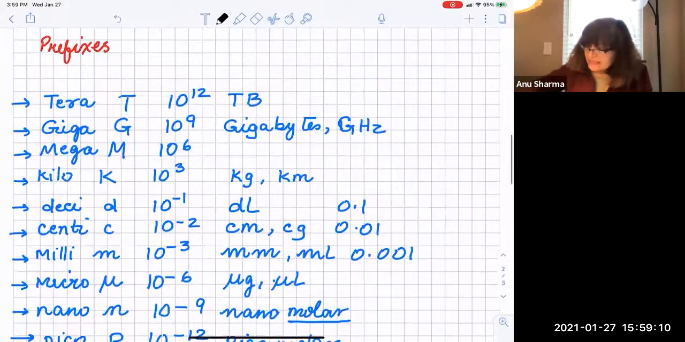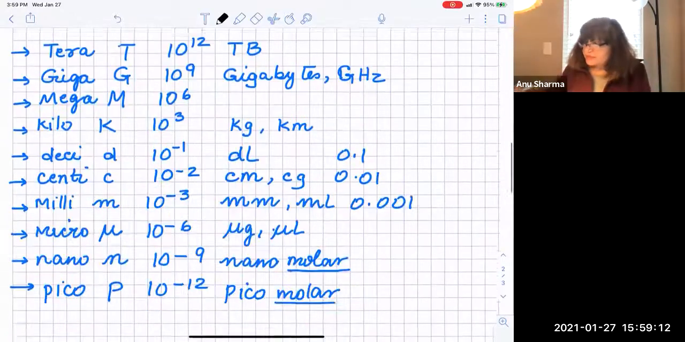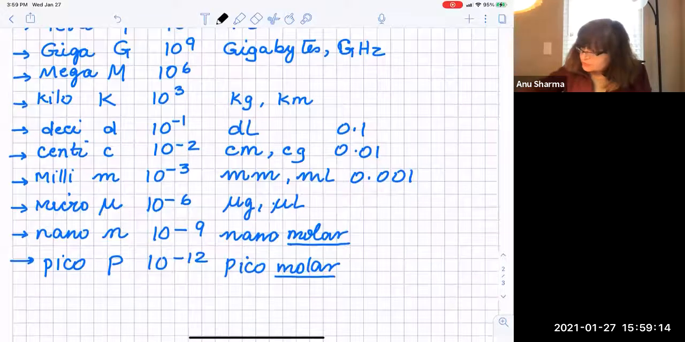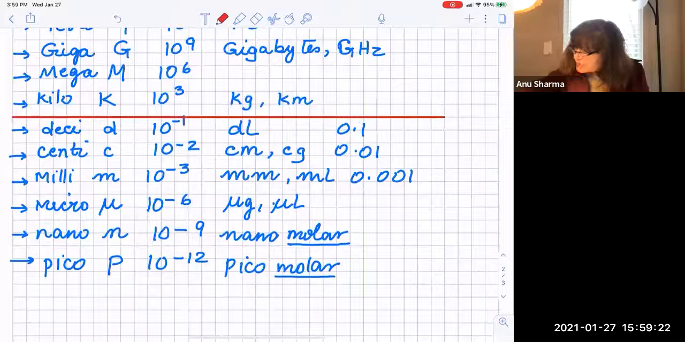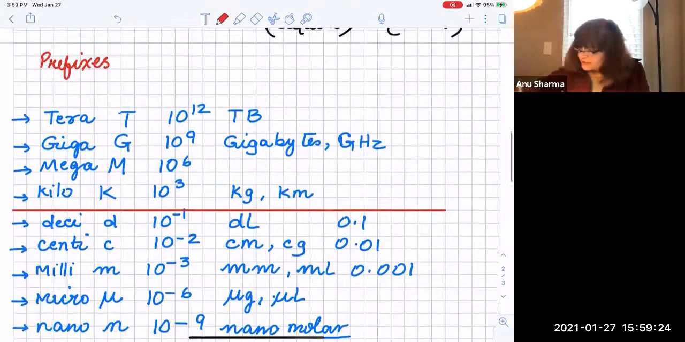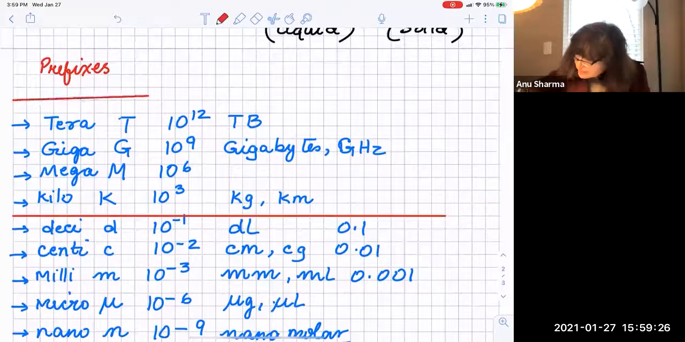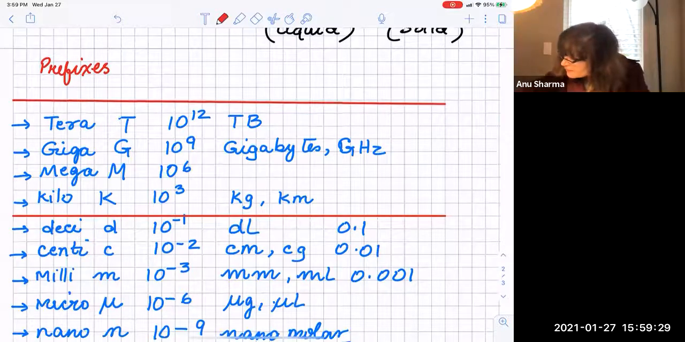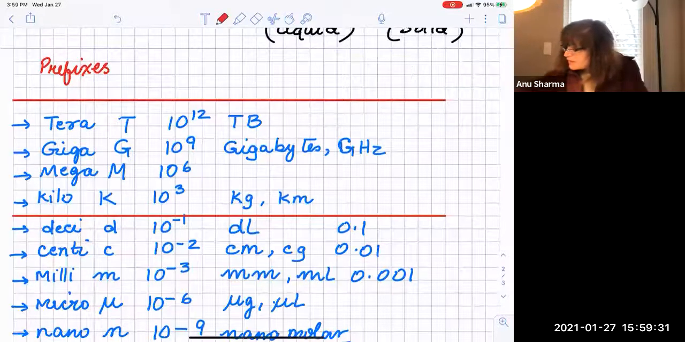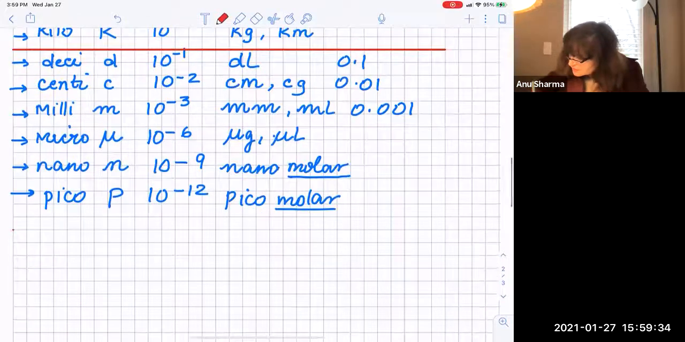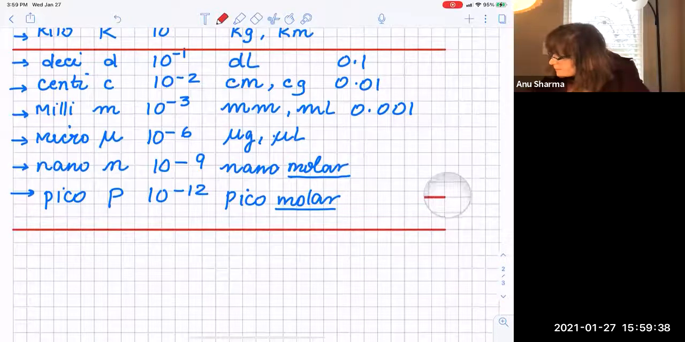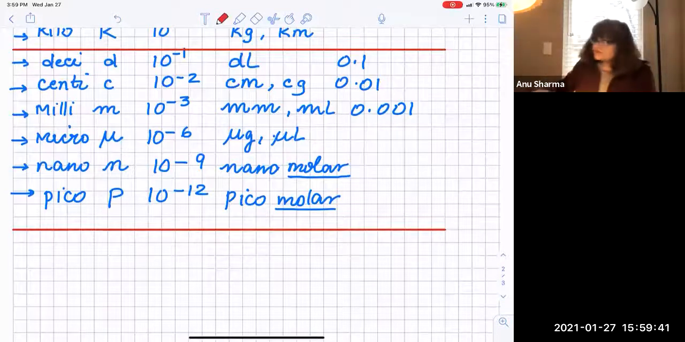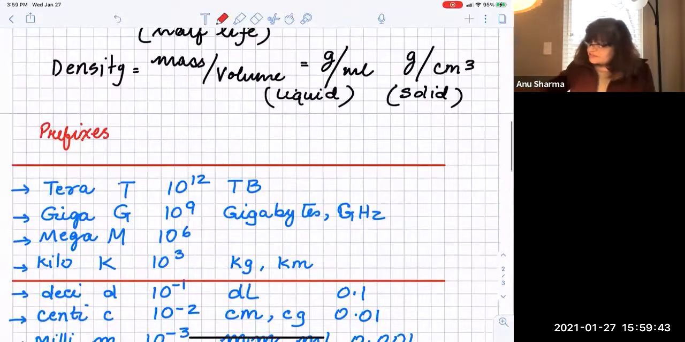Then the prefixes tell us whether it is a small or a big unit. So I'm going to put this line here. All the small ones start from here, and the big ones are from the top. And then these are the small ones. So keep these two sets different.